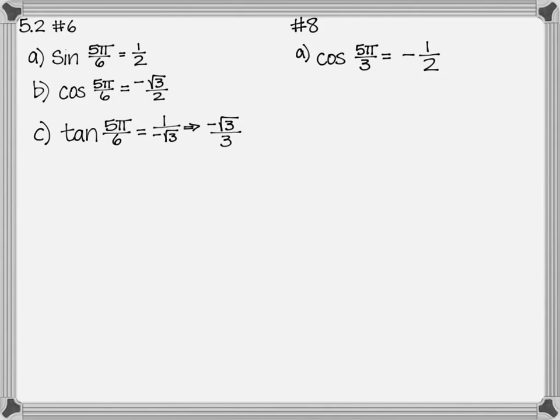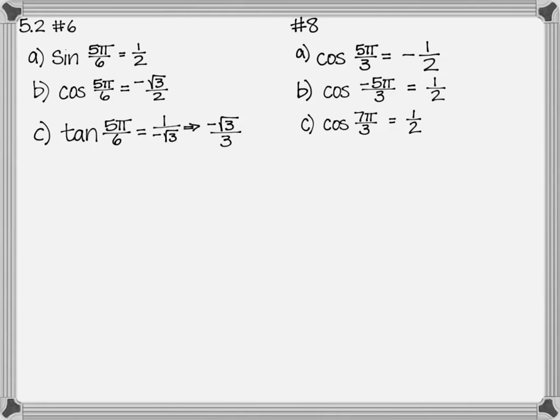For problem number 8, it's asking for the cosine of 5 pi over 3. Remember, cosine would be the x value at 5 pi over 3. Looking at your unit circle, that's 1/2. And cosine of negative 5 pi over 3. Now, negative 5 pi over 3 would be going clockwise around the circle until you got to negative 5 pi over 3. And you'll have to count your pi over 3s going clockwise. And you'll find that the x value is positive 1/2.